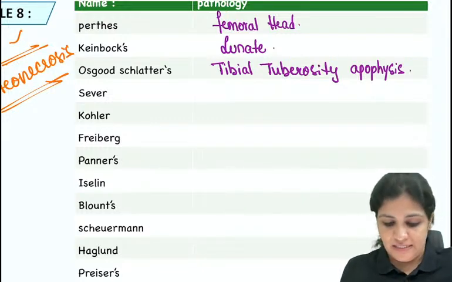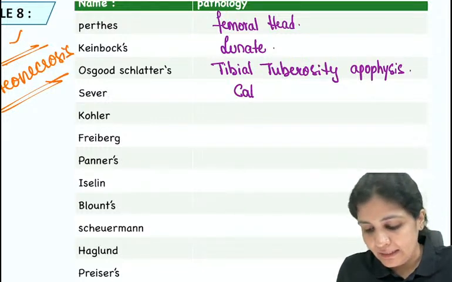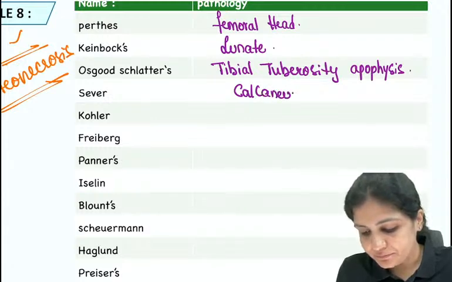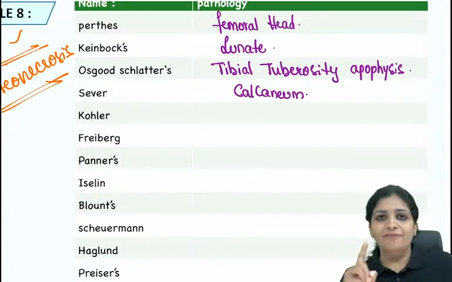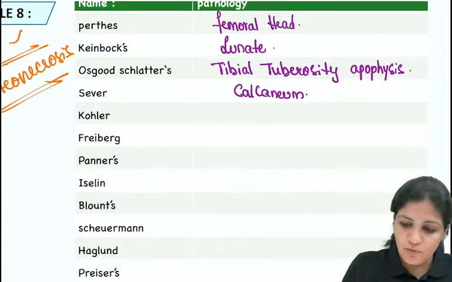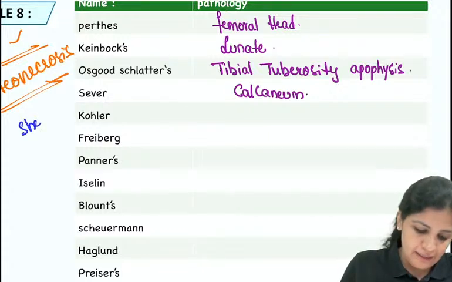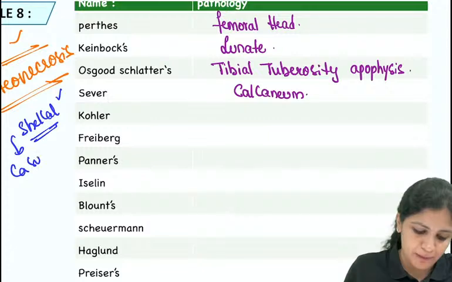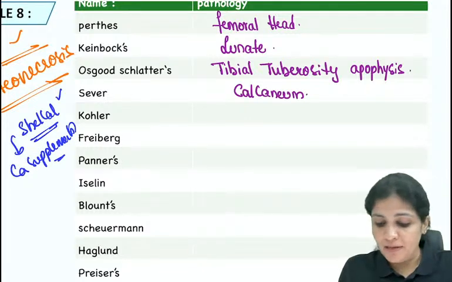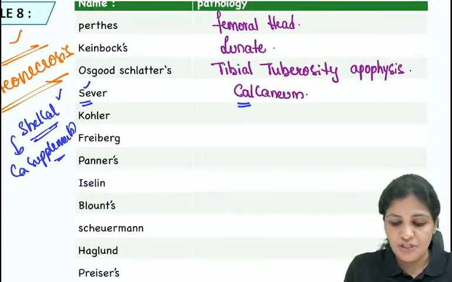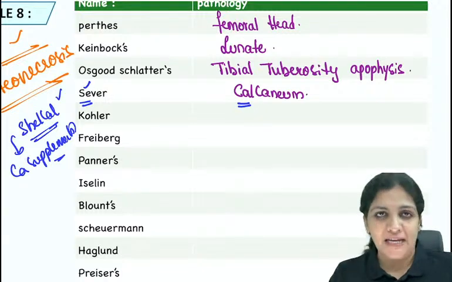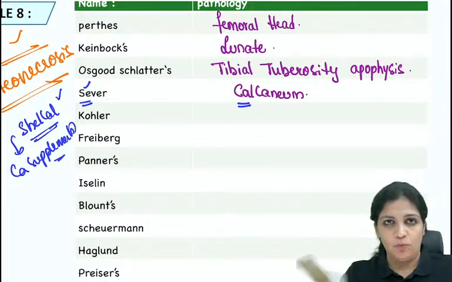Next, Sever's disease. Sever's disease is seen in calcaneum. Usually we have a tablet which is called Shelcal. Shelcal is usually prescribed for calcium supplements, right? So that is how I remember calcium, Sever's. So Shelcal, right? Sever's is Shelcal. Kienbock is lock and key, what I told you.